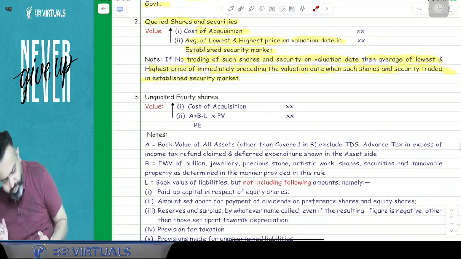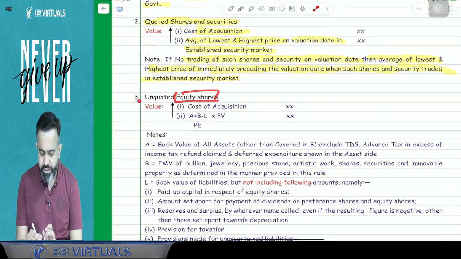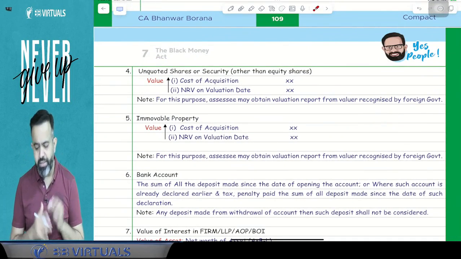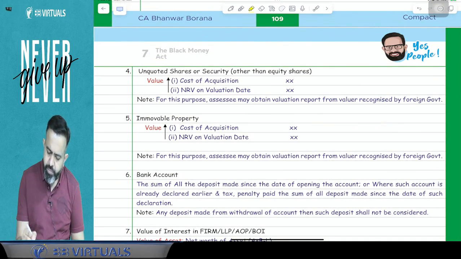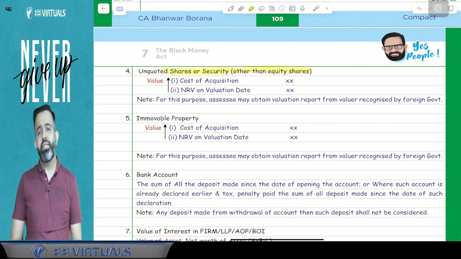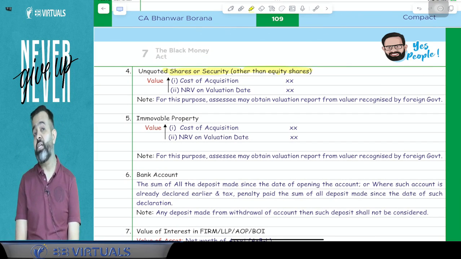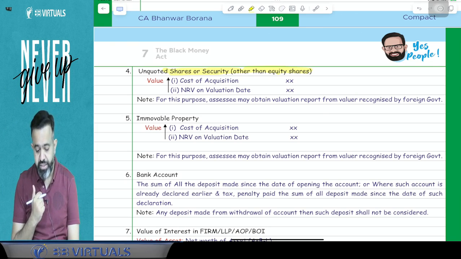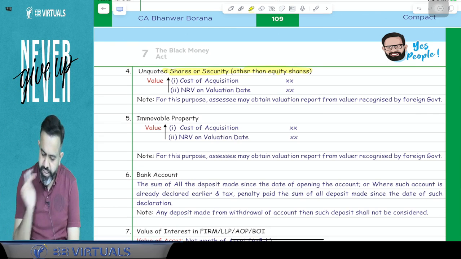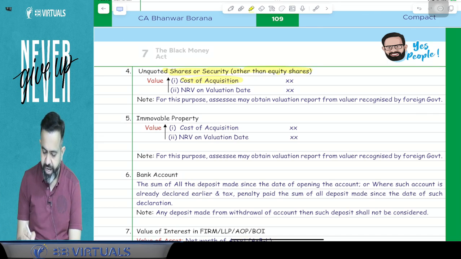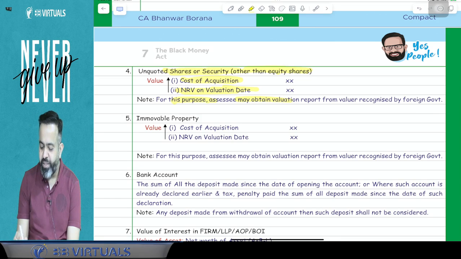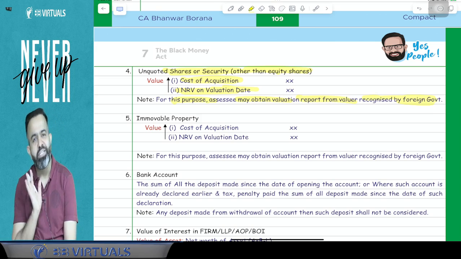Yes. Now next part. Point number 3 is unquoted equity share. Just skip this point for some time. First we will discuss unquoted share and security other than equity share. Suppose I am having some unquoted foreign security other than equity share, meaning foreign government bonds, or some deposit certificate of a foreign company, or preference share of a foreign company. That is called unquoted share and security. So here, just take the cost of acquisition or NRV as on the valuation date. For this purpose, the assessee may obtain the valuation report from a valuer recognized by the foreign government.